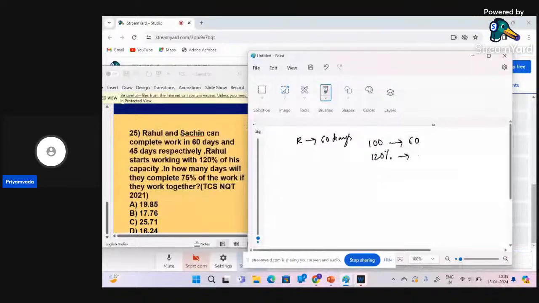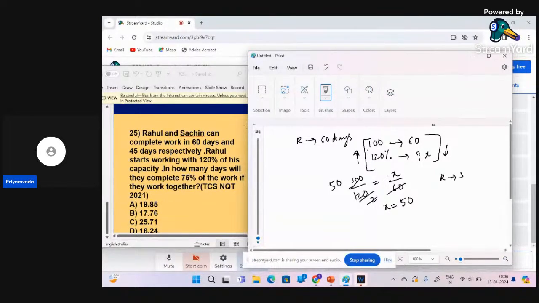Then how many days will he be using? We'll be taking this as x. But again, as the efficiency increases, the number of days required will be decreased, right? So we'll be taking the vice versa. That is 100 by 120 equals x by 60. And here it cancels out 2 times and here 50 times, right? So x equals how much? 50. That means Rahul can complete the work in 50 days because he's working with 120% of his efficiency.